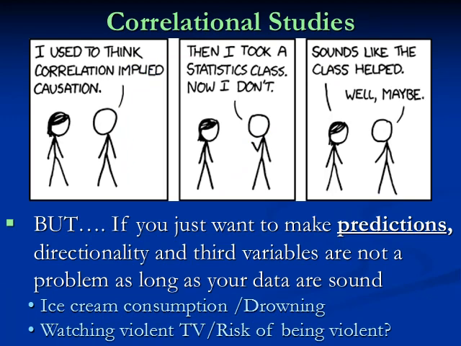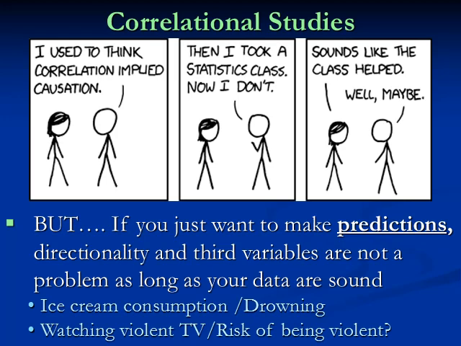So this inability to imply causation from correlation can be overstated. And remember that it's not always a problem, right? We're not always concerned with cause and effect relationships in science. Remember, if you just want to make predictions, then directionality and third variables are not always a problem, as long as you have really solid data.